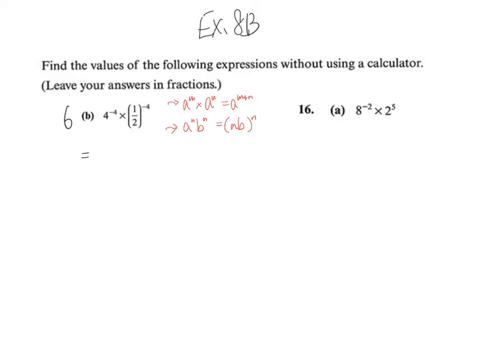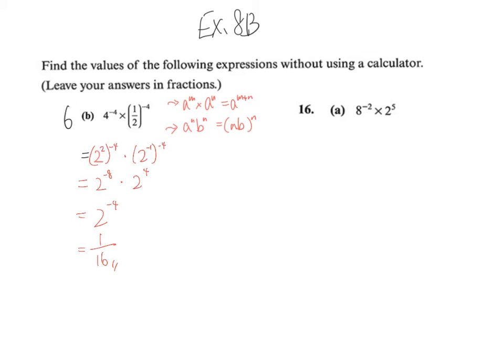Suppose I change to the same base. I hope you remember 4 can be changed to base 2. Then you will have 2 squared, whole thing to the power negative 4. And for 1 over 2, you can change it to 2 to the power negative 1. So 2 to the power negative 1, to the power negative 4. And then we will have 2 to the power negative 8 times 2 to the power 4. So the answer becomes 2 to the power negative 4, since negative 8 plus 4 is negative 4. And the answer is 1 over 16.